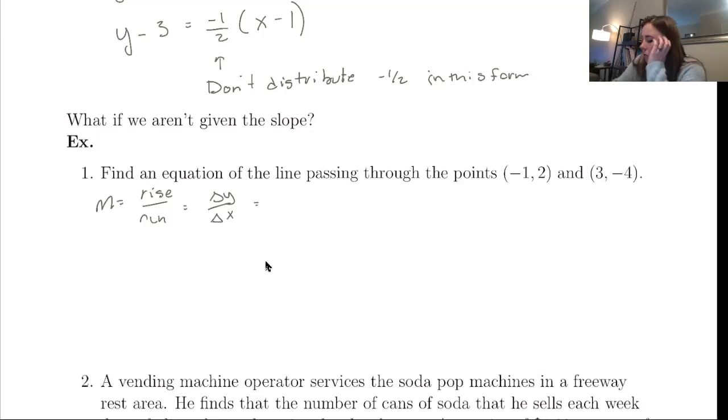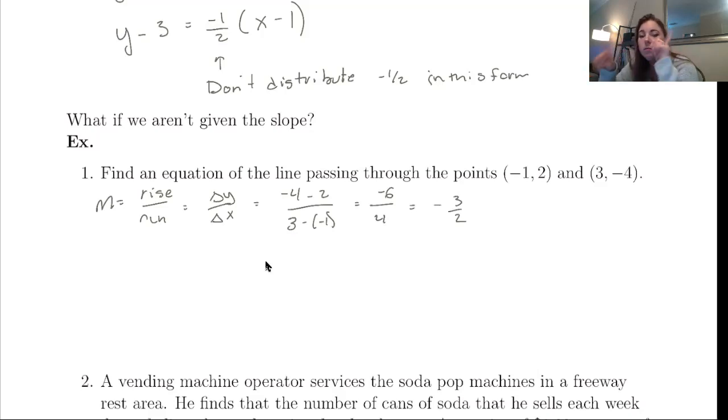Right, so I'm going to do -4 minus 2, and 3 minus a -1, which is going to be 3 plus 1 eventually, right? So -4 minus 2, that's going to be -6. And that's going to be +4. So that's going to boil down to -3 halves, right? Yeah. Cool. Great. So that's m. So we have a slope.